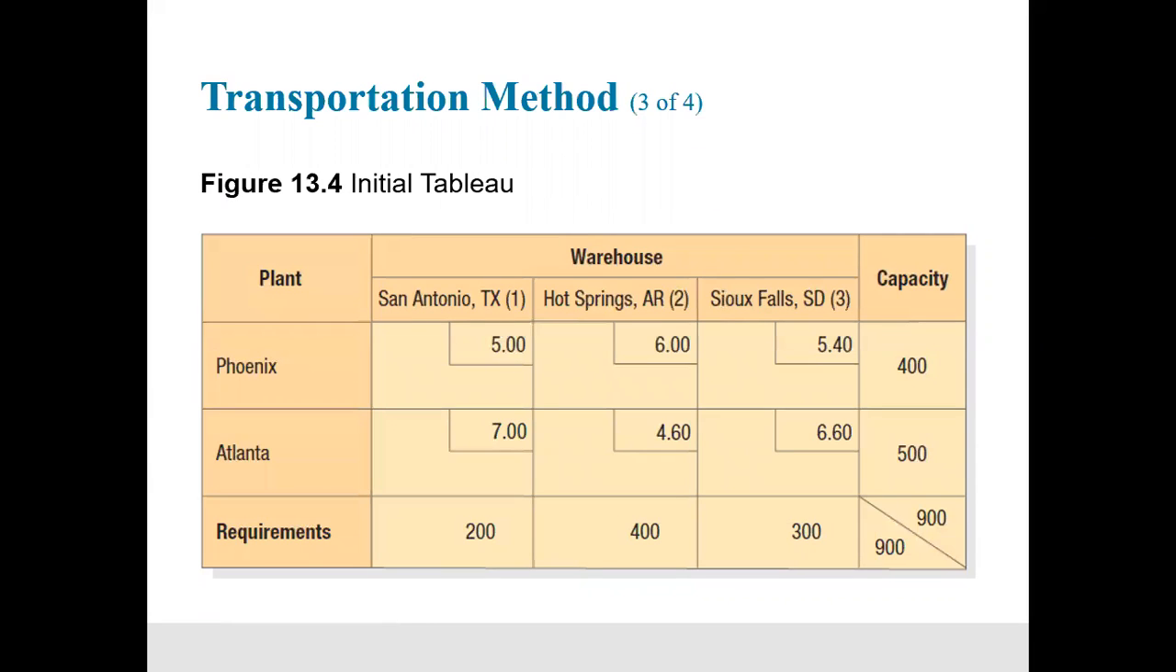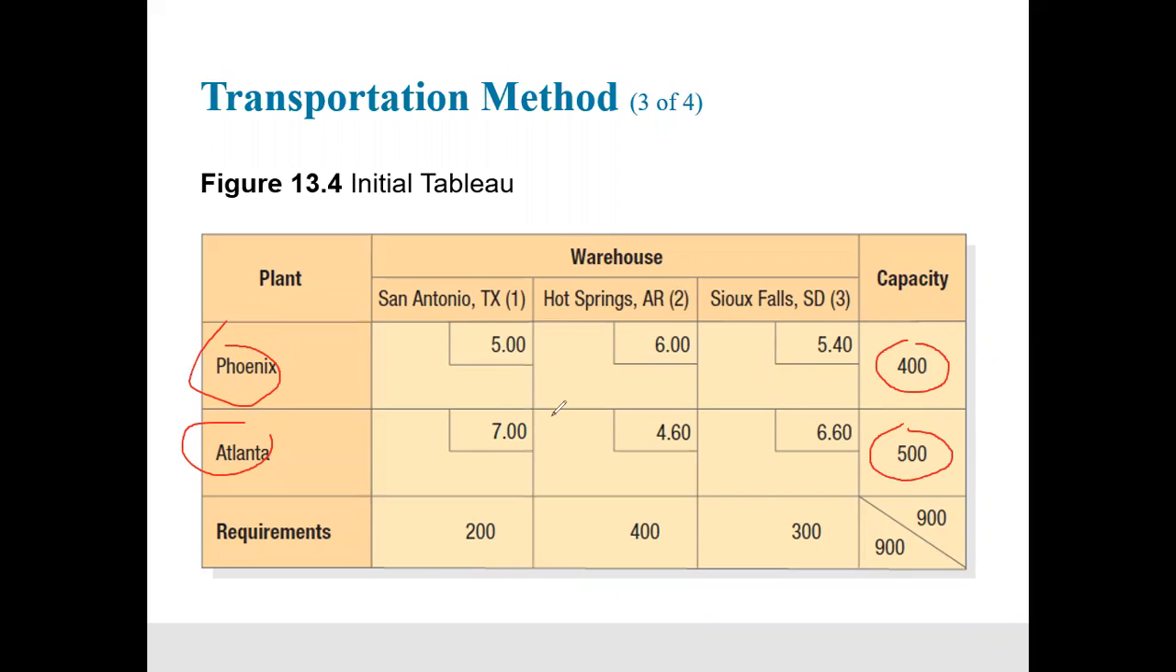Okay, and this format here shows, in this case, we have 2 plants. So we have product that can ship from either Phoenix, or we can have product shipping from Atlanta. Okay, Phoenix has a capacity of 400 units. Atlanta has a capacity of 500 units. Okay, so the maximum that can ship out of Atlanta is 500 units. The maximum that can ship out of Phoenix would be 400 units.